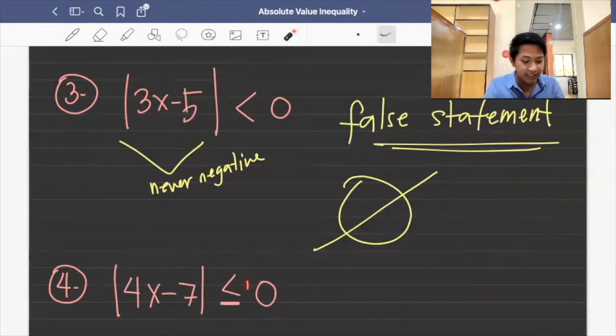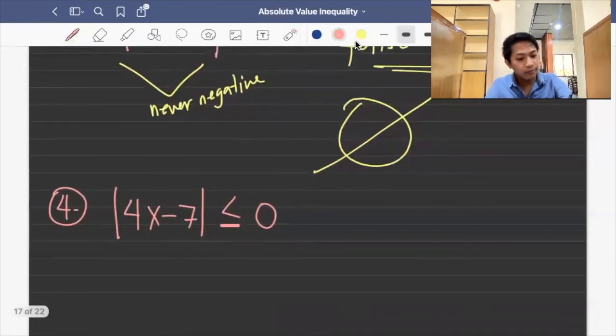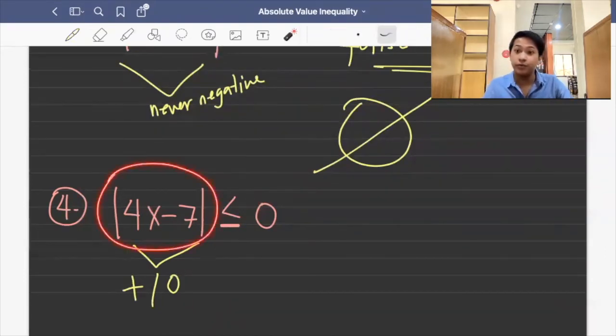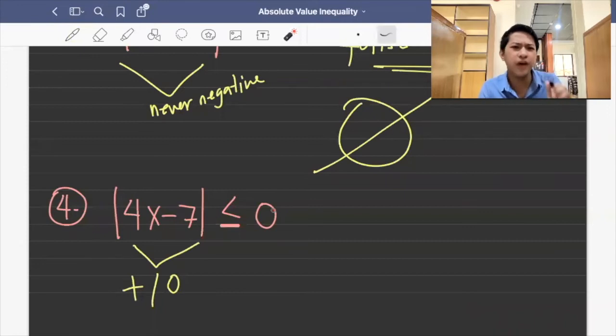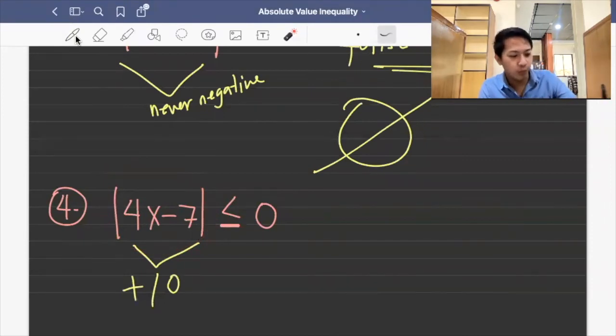What do you think? If this is less than zero, then empty set, but there is an equal to. Remember, class, that the absolute value, I keep on repeating this, can be positive or it can also be zero, right? Non-negative. In short, non-negative. So in this case, what if this absolute value is zero? In this case, we are going to find that value of x that will make our absolute value equal to zero. Okay, so let's equate that to zero.